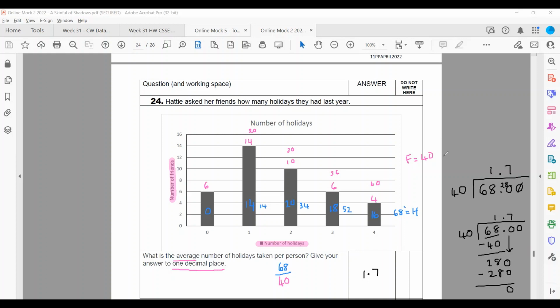So the main thing with bar charts: annotate, be methodical, read the information, and make sure that you check your answer. So our average here is 1.7, which makes sense because most people had 1 or 2 holidays. So we would expect to be at the lower end of our gap between 0 and 4. So the answer you come up with should always be between your smallest number and your biggest number.